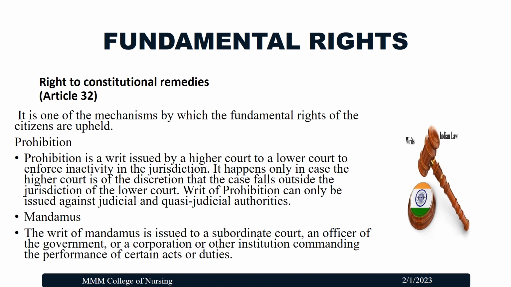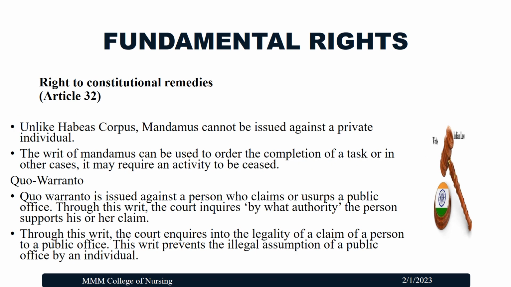Mandamus. The writ of mandamus is issued to a subordinate court, an officer of the government, or a corporation or other institution commanding the performance of certain acts or duties. Unlike habeas corpus, mandamus cannot be issued against a private individual. The writ of mandamus can be used to order the completion of a task, or in other cases, it may require an activity to be ceased.